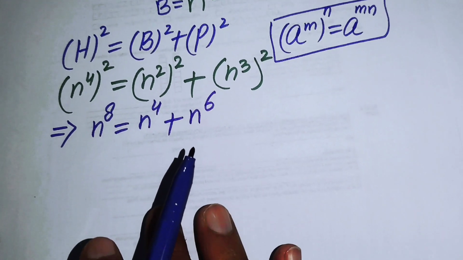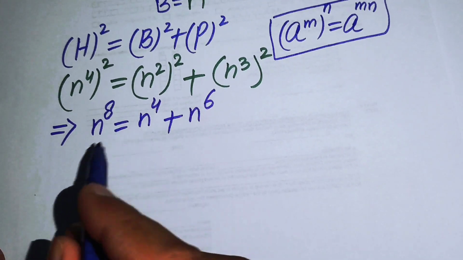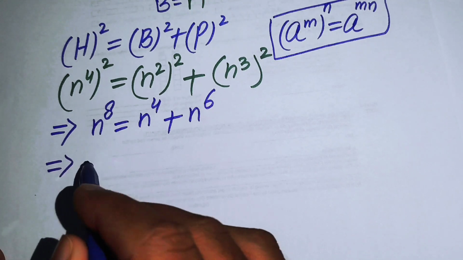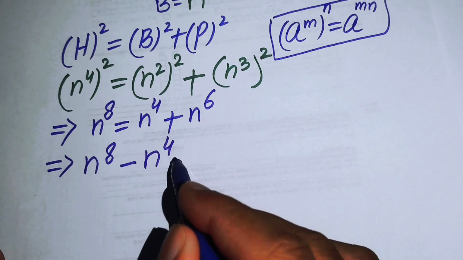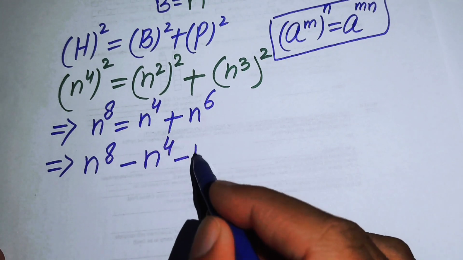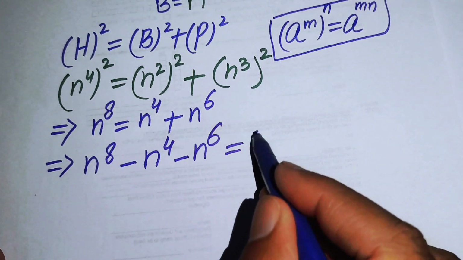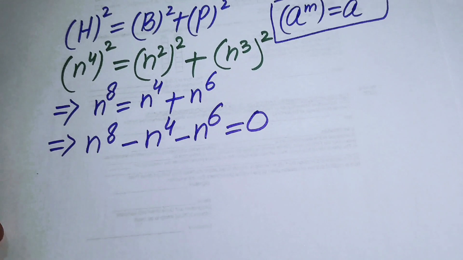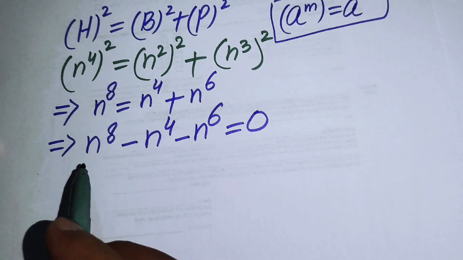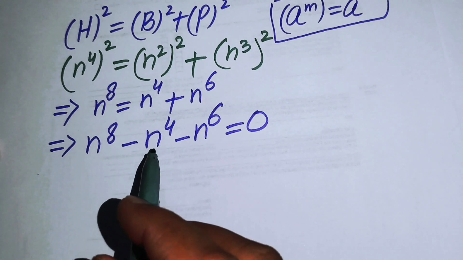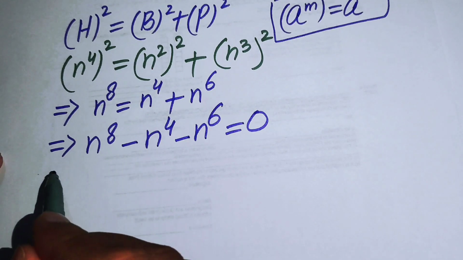In the next step we will move all the terms from the right hand side to the left hand side. You will get n to the power of 8 minus n to the power of 4 minus n to the power of 6 equals 0. We need some more simplification, and you will see that n to the power of 4 is the common term here.